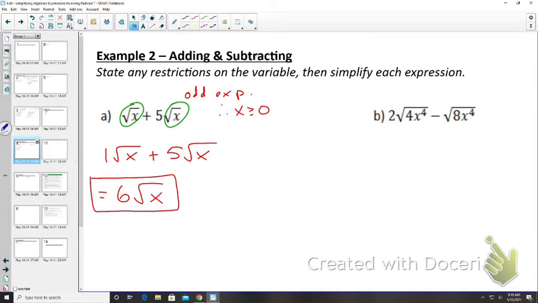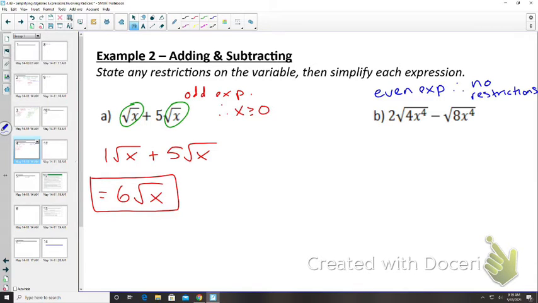Okay, so we need to simplify those a little bit so we can clean this up. First, let's state the restrictions. So we have an even exponent, therefore no restrictions. Okay, so let's go ahead and simplify this.